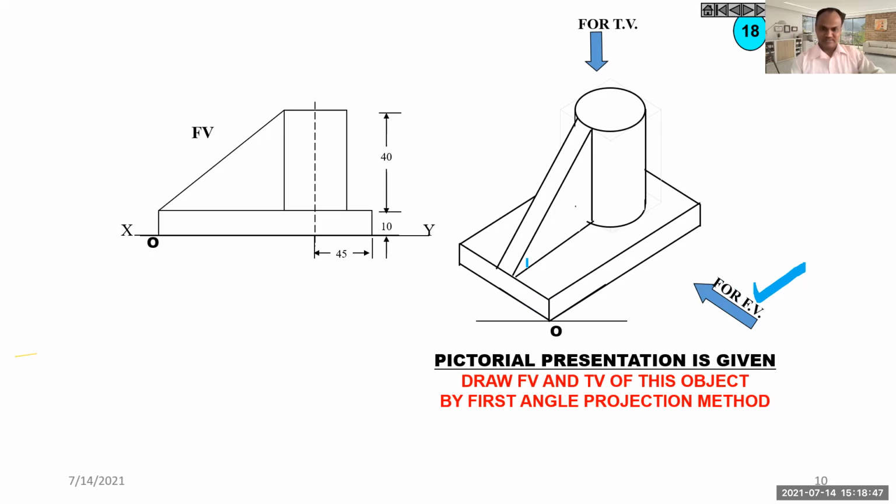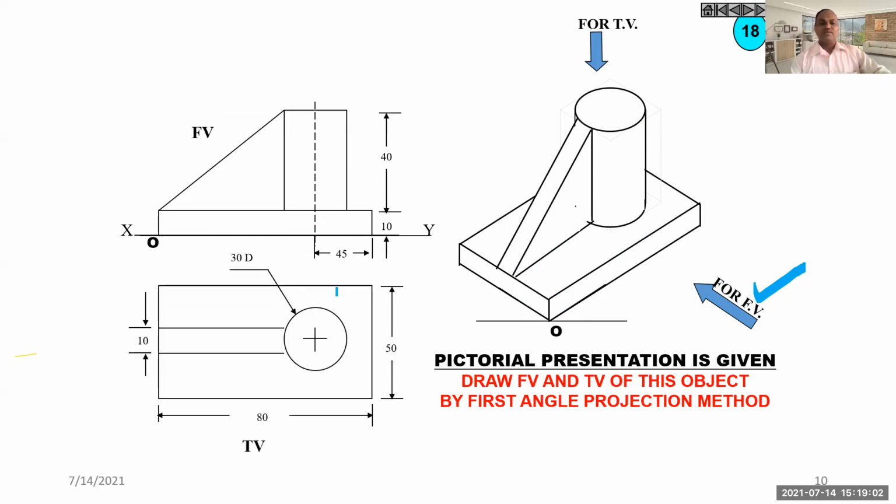So front view is easy. This is the rectangular portion, this triangular rib, and this circular portion will be seen as a rectangle with a center line. Similarly, in top view, what we'll see is the larger rectangle, this smaller circle, and this rib will come into the picture. So this is the front view and top view of this particular diagram.